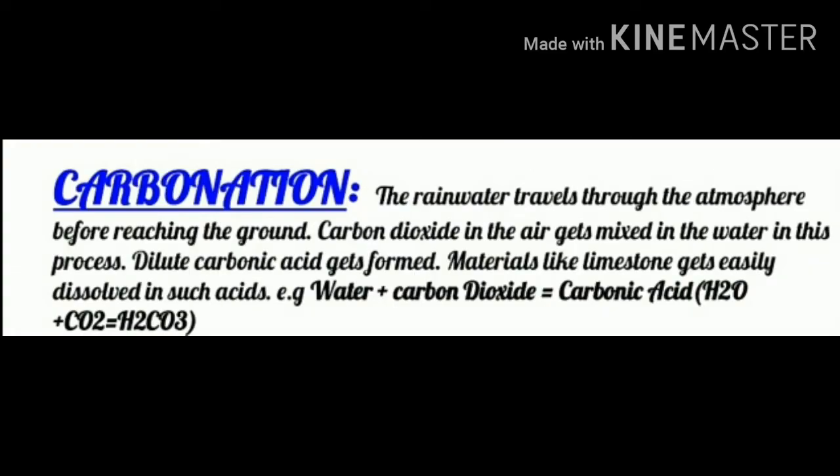Carbonation. The rainwater travels through the atmosphere before reaching the ground. Carbon dioxide in the air gets mixed in the water. In this process, dilute carbonic acid gets formed. Materials like limestone get easily dissolved in such acids. Example: water plus carbon dioxide equals carbonic acid.